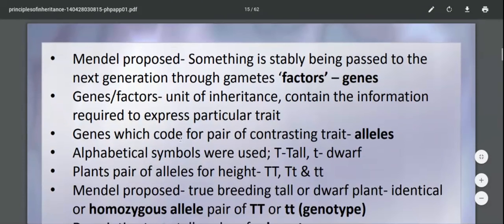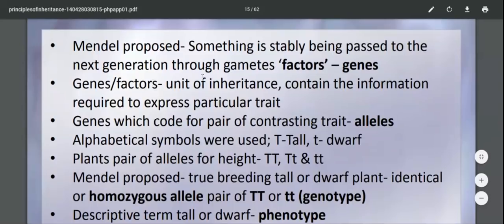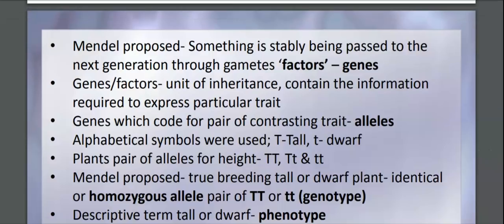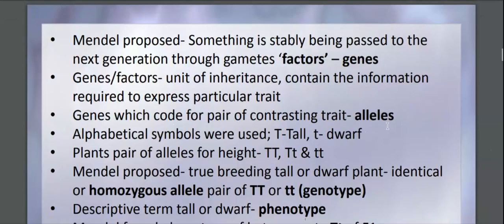Now, some more things to remember. Mendel proposed that the factors, or the genes, are the reason we have similarities with our parents. So inheritance is because of genes. At that time, he didn't call them genes, he called them factors. Genes or factors, today we know, are the unit of inheritance, which contains the information required to express traits. A gene is usually in pairs.